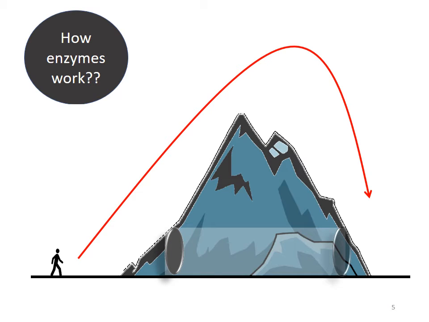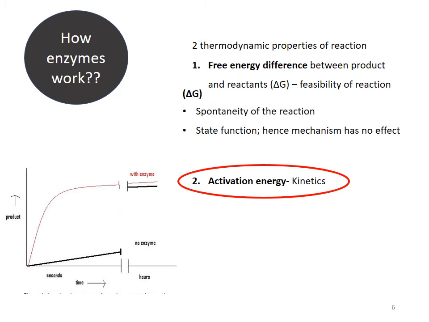But suppose we have another path, like a tunnel or something, through which he can easily get to the other side. It will be very energy efficient, and it will require less effort and less energy. And this is particularly what an enzyme does. Enzyme provides an alternative pathway, a particular pathway where the energy requirement is lower than the actual pathway.